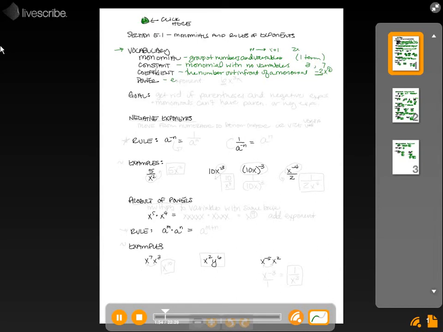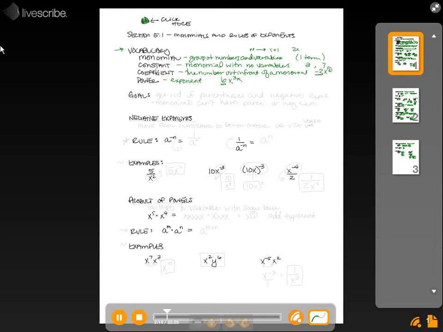Now a power is another way of saying the exponent part of a monomial. So if we had something like 6x cubed, the power part is the cube, the 3. And again, the 6 out in front would be the coefficient. And all of that together is a monomial.